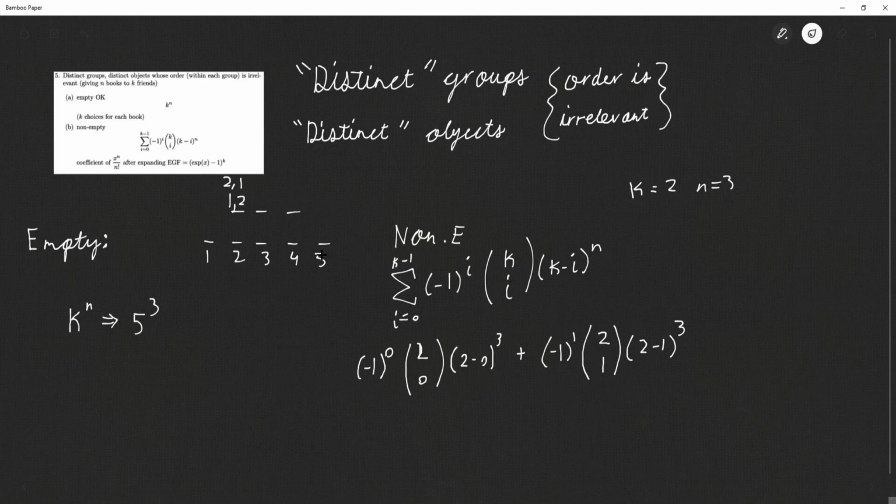And since we have to go up until our value of I is k minus 1, and if you notice, our new value of I here is 1, which is the same thing as our k minus 1, because that's 2 minus 1. So this will give us a final answer of 6 if you put it into your calculator.